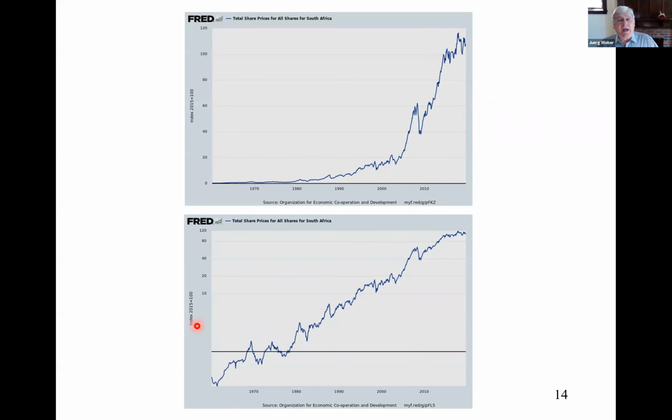Now here, the top graph is non-logarithmic. It's actually an index of share prices in South Africa, starting here in the 1960s, going up to the end of 2019. So the most recent decline of the share market is actually not yet included here.